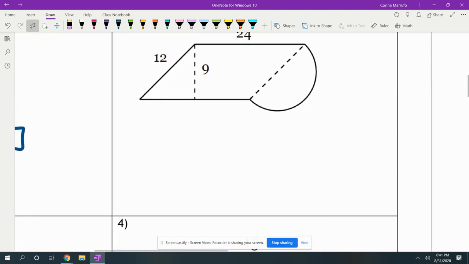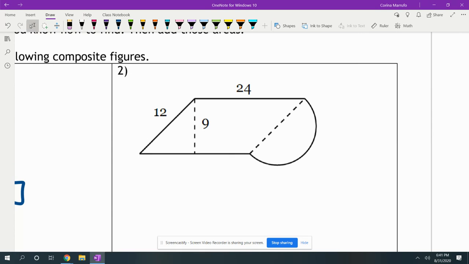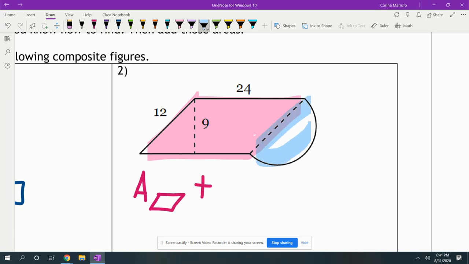All right, next. This one we have some weird shapes. This is what we call a parallelogram. I don't know if you guys remember from elementary school, middle school, this is called a parallelogram. So we're going to have the area of the parallelogram plus, and then if we look at the area of this shape, this is half a circle. So we're going to add the area of a semicircle.